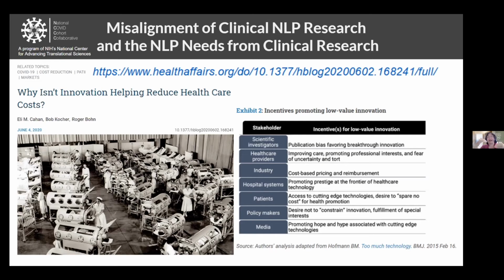This is really aligned with something I saw in a Health Affairs article, which tries to illustrate why innovation isn't helping reduce healthcare cost, and why we're not getting to value-based care. Because across all the different stakeholders, our focus is more on rewarding innovations, which can get funding or media attention, but not so much on optimization and improvement.